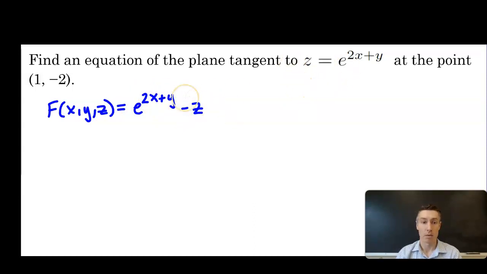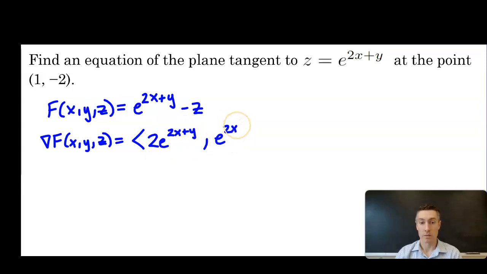You can go either way. I'm just going to move the z over and stay consistent with that. So the gradient of the function is equal to 2e to the 2x plus y, e to the 2x plus y, and negative 1. What I want you to notice here is this gradient vector. This was just really the partial with respect to x, no z affected it, the partial with respect to y, and then we had the partial with respect to z being negative 1 since we moved the z over.